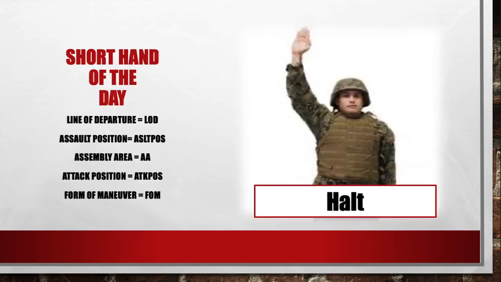Alright, now it's time for shorthand of the day. Please feel free to pause the video and copy it down. Today's hand signal is halt. To make this hand signal, put your hand in the air with palm flat. This hand signal indicates to your team that they should come to a gradual stop.